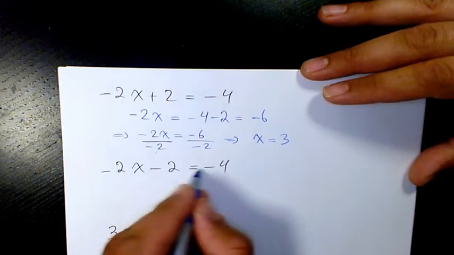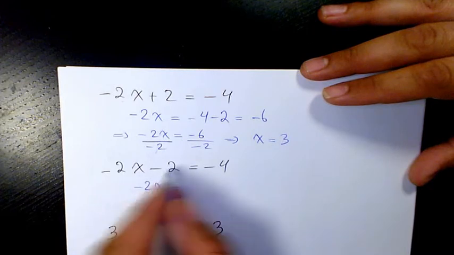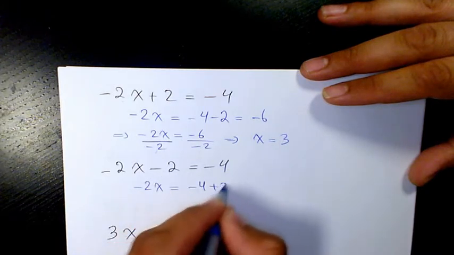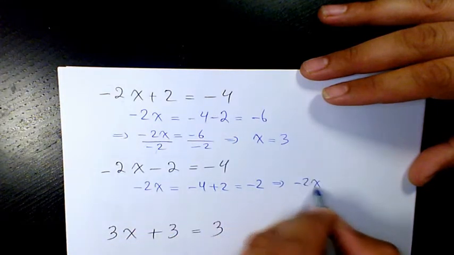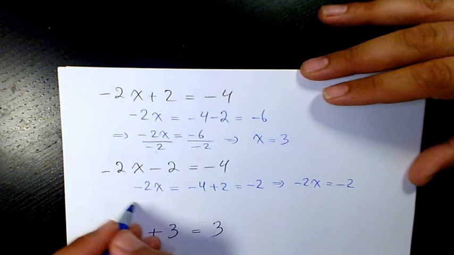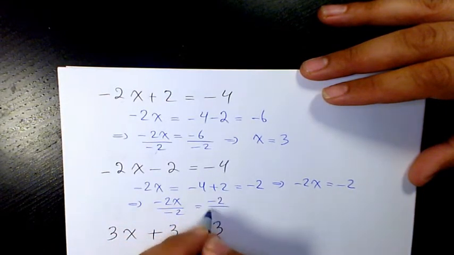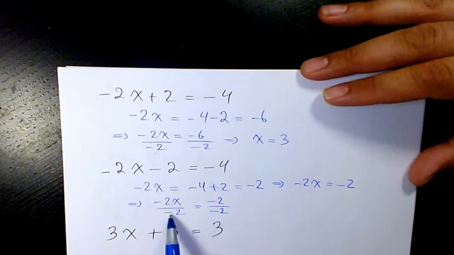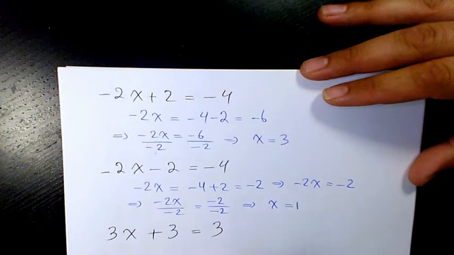Negative 2x minus 2 equals negative 4. So I keep negative 2x on the left hand side. I move negative 2 to the other side. So it's going to be negative 4 plus 2. Negative 4 plus 2 is going to be negative 2. So I have negative 2x equals negative 2. So negative 2x divided by negative 2 equals negative 2 divided by negative 2, because we need to divide by negative 2 in order to isolate x. So it's going to be x equals 1.